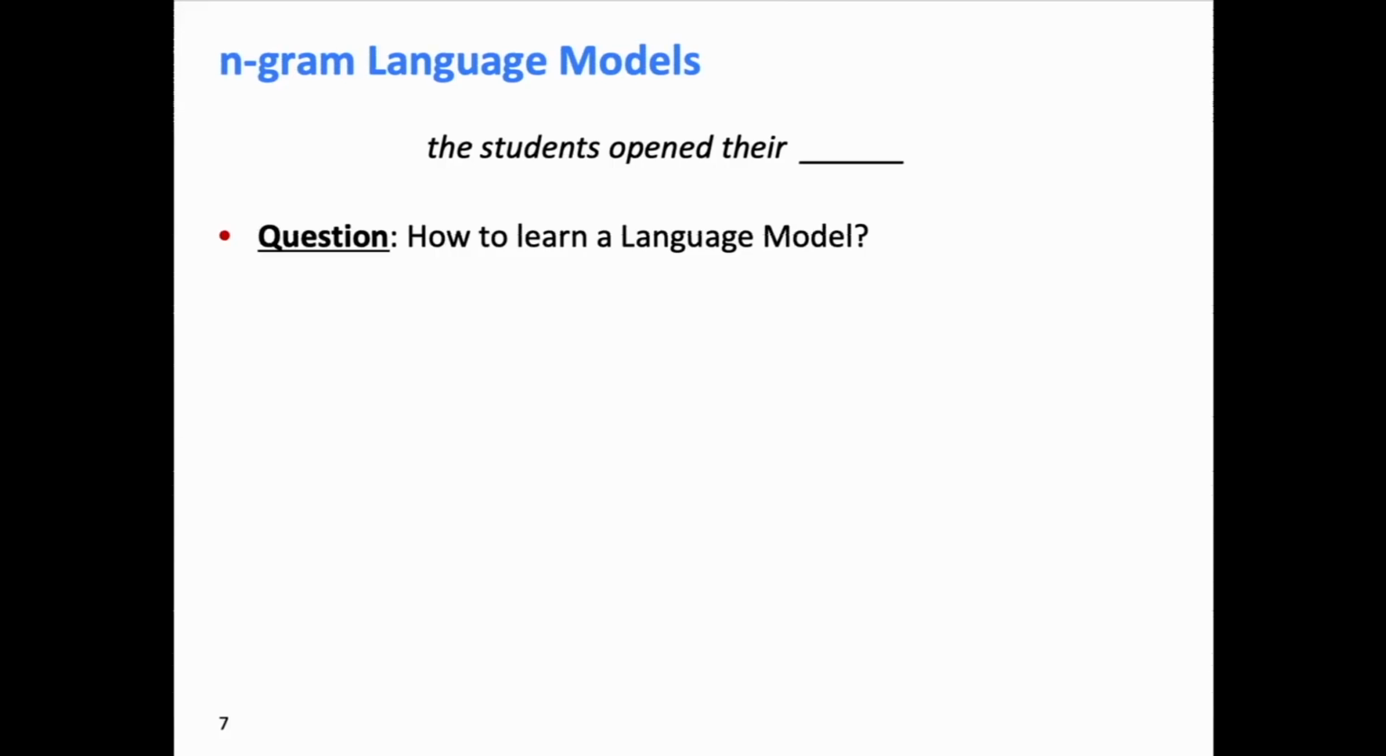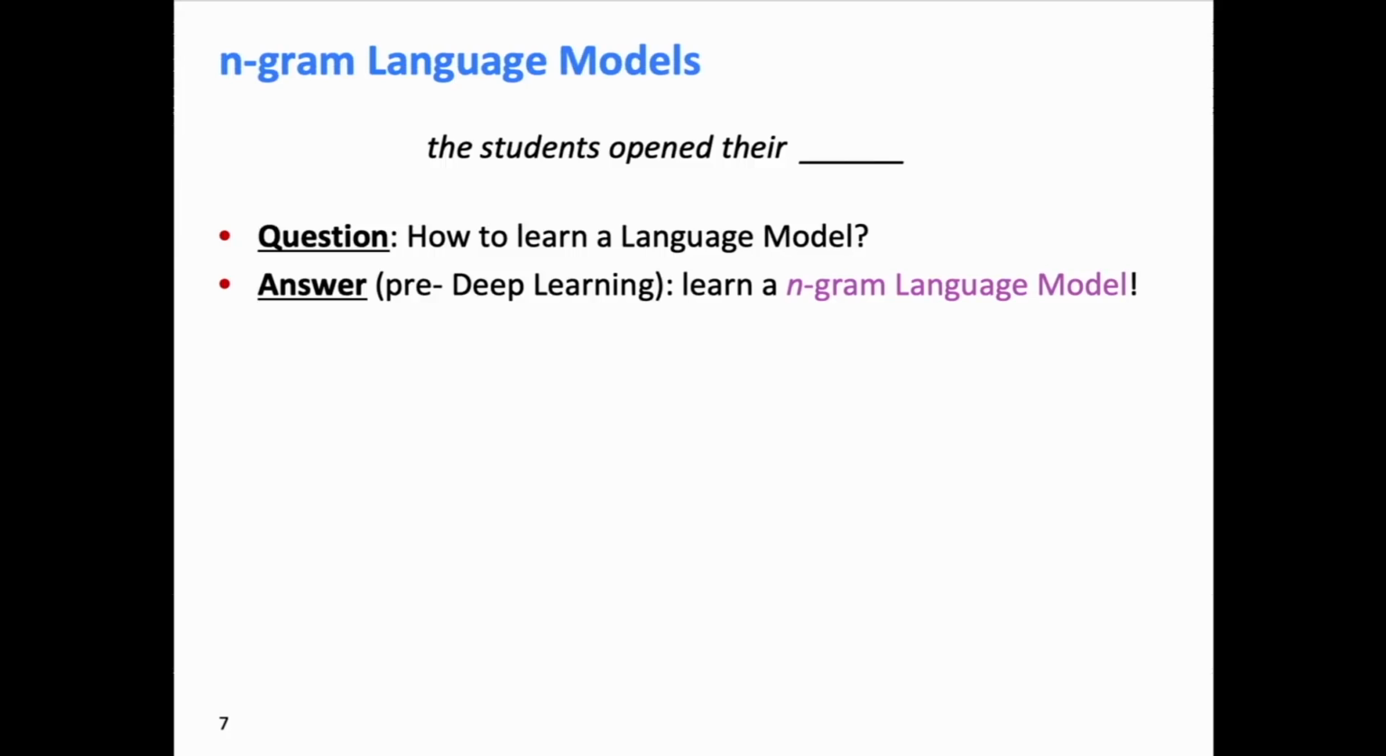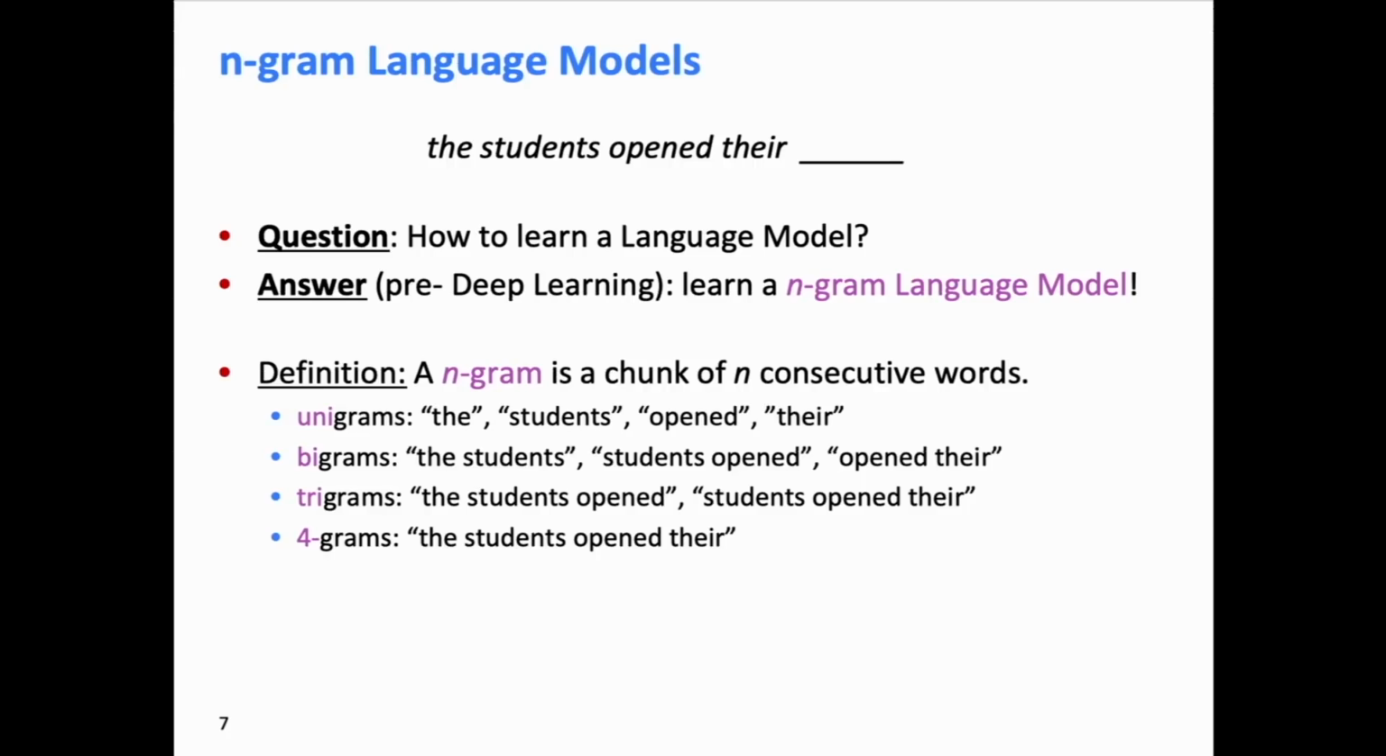And the question is, how would you learn a language model? If I was to answer that question in the pre-deep learning era, which was really only a few years ago, the answer would be you would learn an n-gram language model. So today, first, we're going to learn about n-gram language models. Before I can tell you what an n-gram language model is, you need to know what an n-gram is. By definition, an n-gram is a chunk of n consecutive words. So for example, a 1-gram or unigram is just all of the individual words. In this sequence, it would be "the," "students," "opened," "their." A 2-gram or bigram would be all of the consecutive chunks of pairs of words: "the students," "students opened," "opened their," and so on for trigrams and 4-grams, etc.